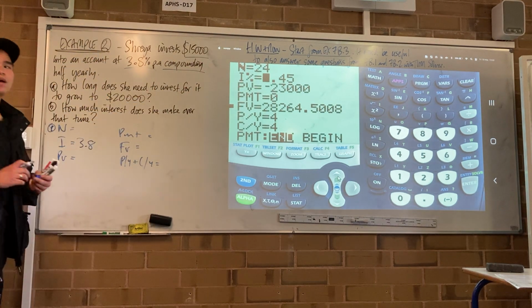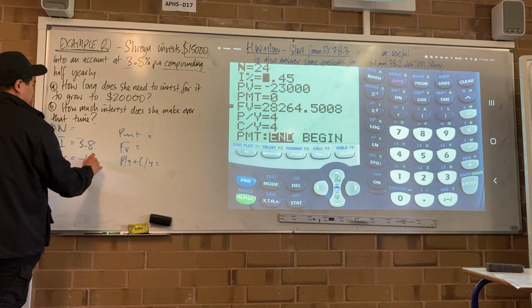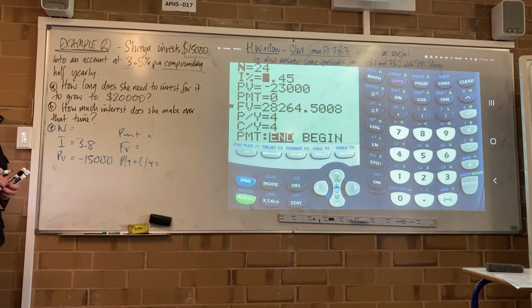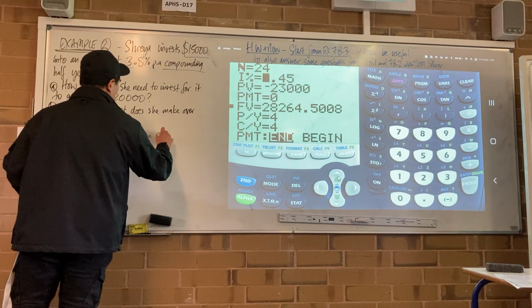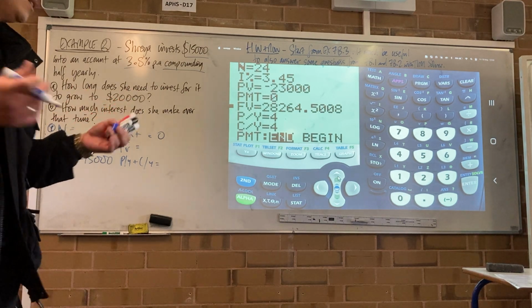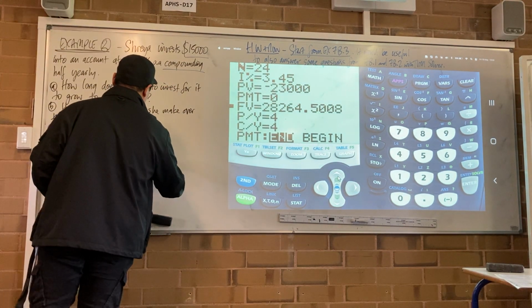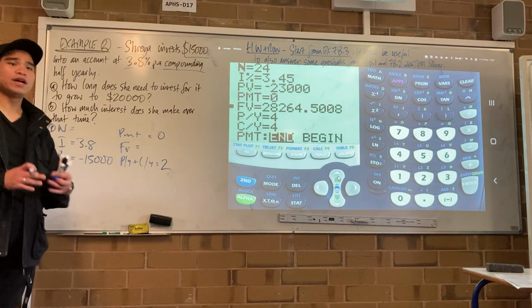How much did she invest in the first place? 15,000. What sign would that be if it's in the bank? Negative 15,000. Does it say anything about making regular payments into this? So she's putting money in and just leaving it alone. It's going to grow by itself, well, interest from the bank. Half yearly. Something's compounding half yearly. How many times does half of a year happen in a year? 2. And now that I know what PY and CY is, they're both 2.